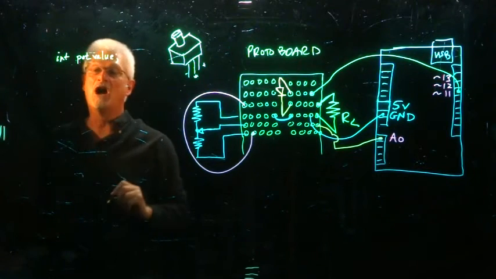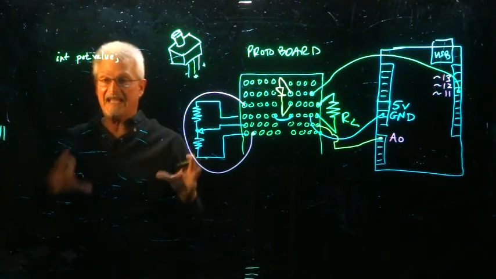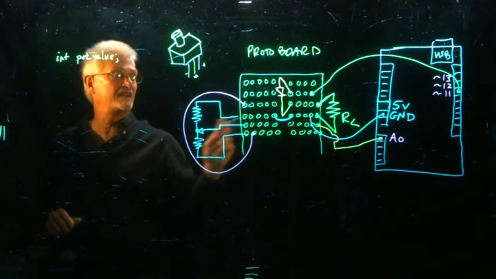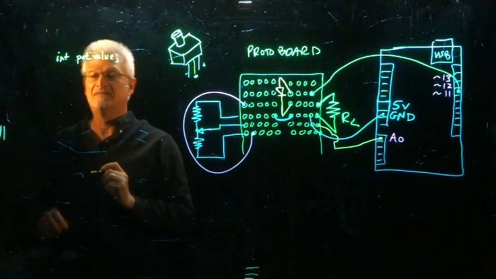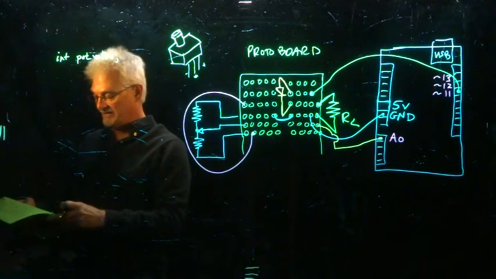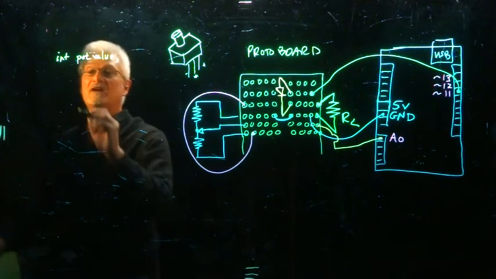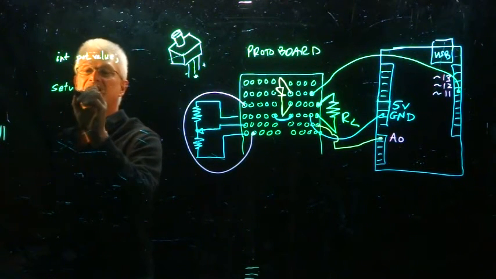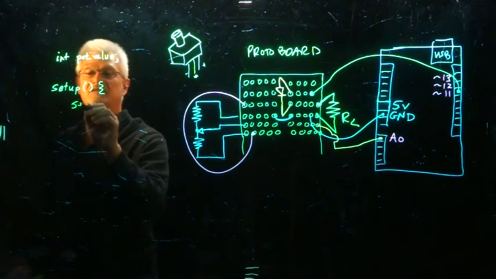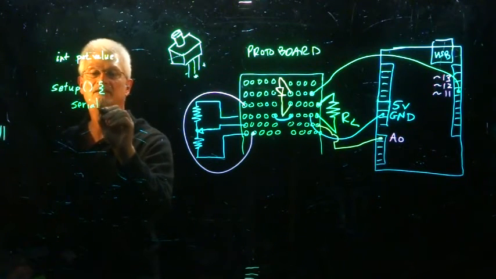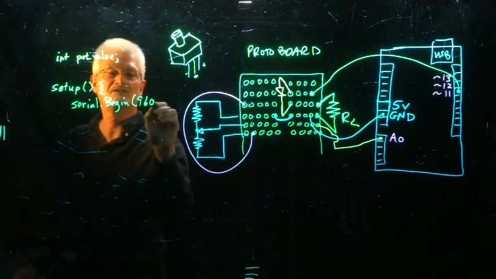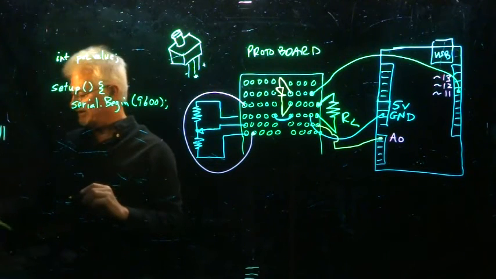So in our variable declaration section, we've got to add an integer that is the name of whatever we're going to read out of that A0. And then I just have to look and make sure I know exactly what these things look like. In our setup section, we want to do Serial.begin(9600). So this enables our serial communications.